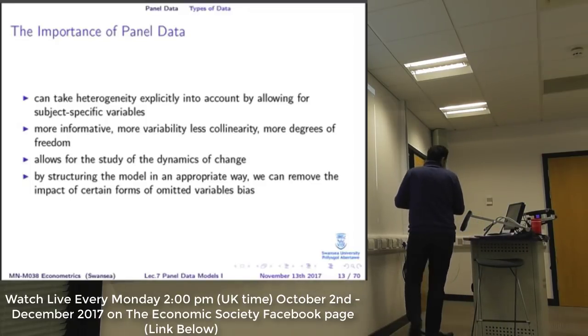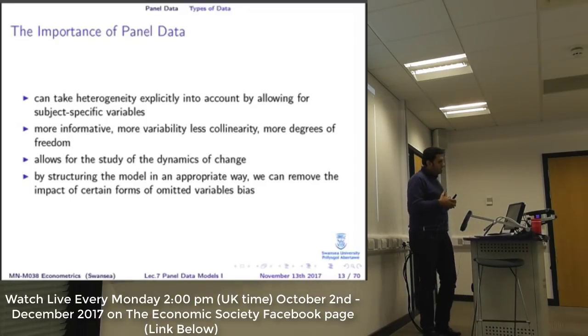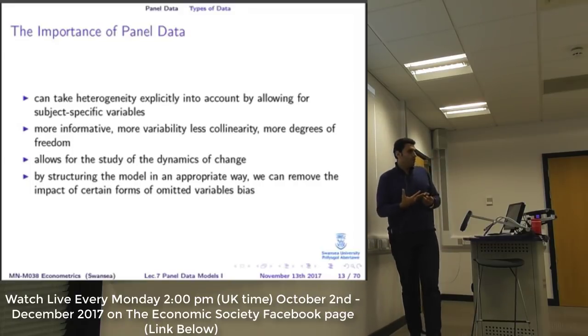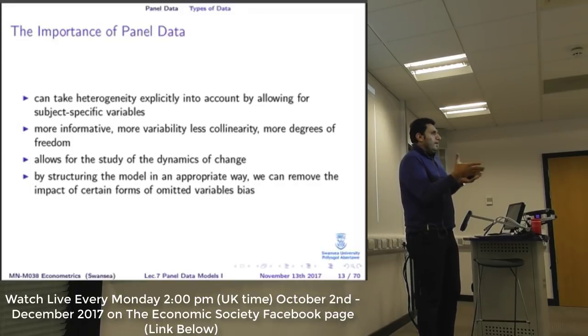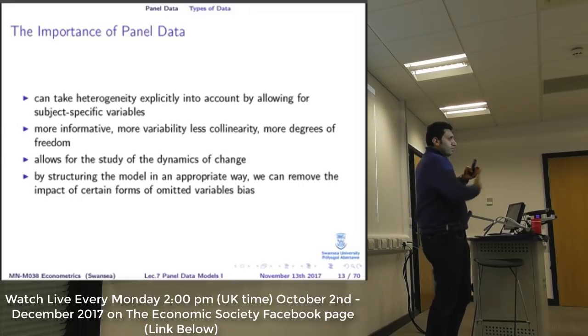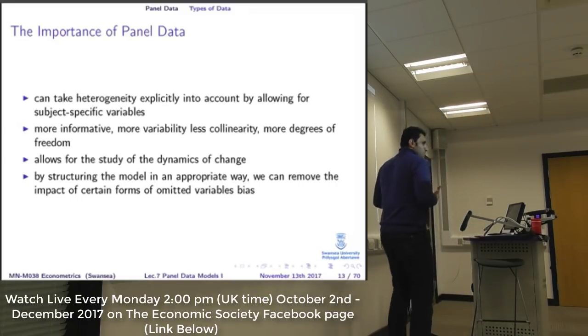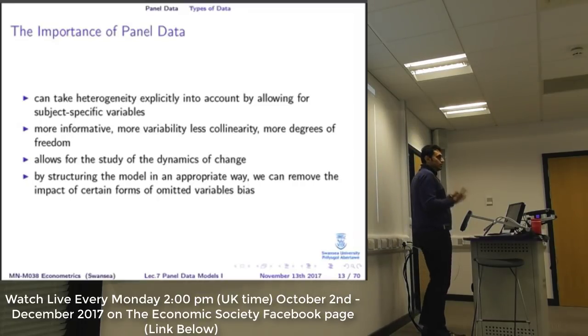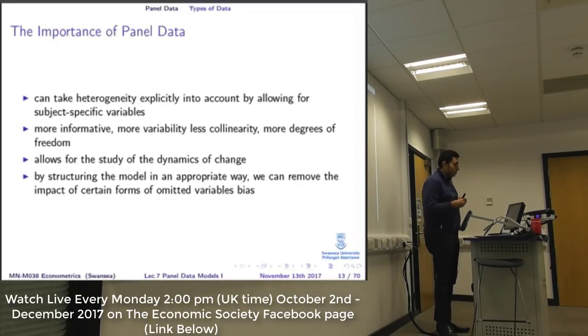It's more informative, and also you will have more variability and less collinearity, because you could have two variables collinear at some point, but if you look at this over time, or across different units, it might not be collinear. So the chances that you will have multicollinearity will probably be less.